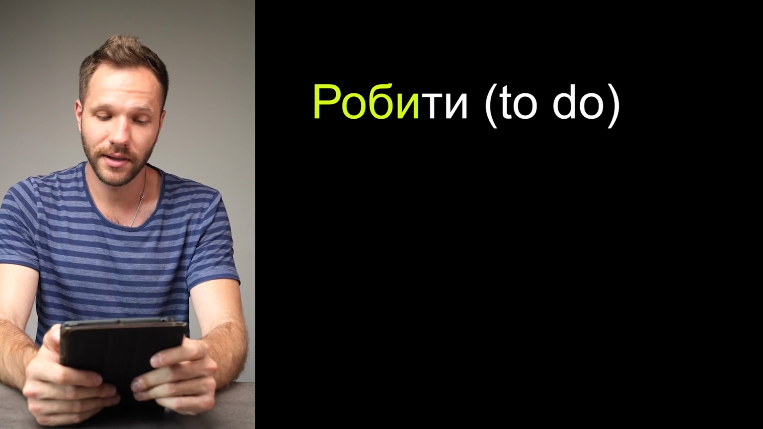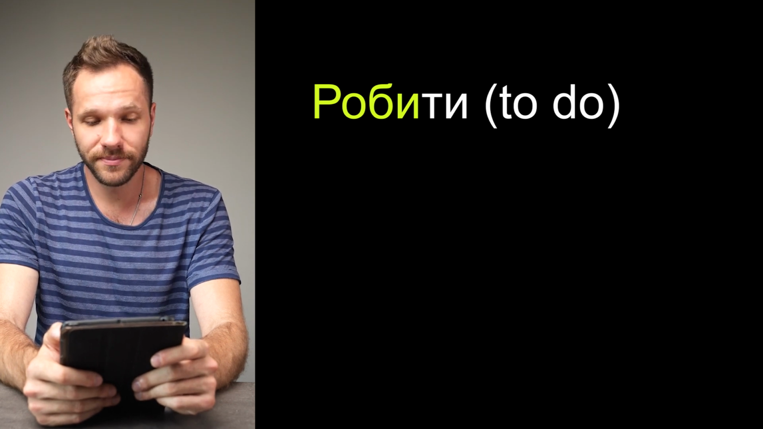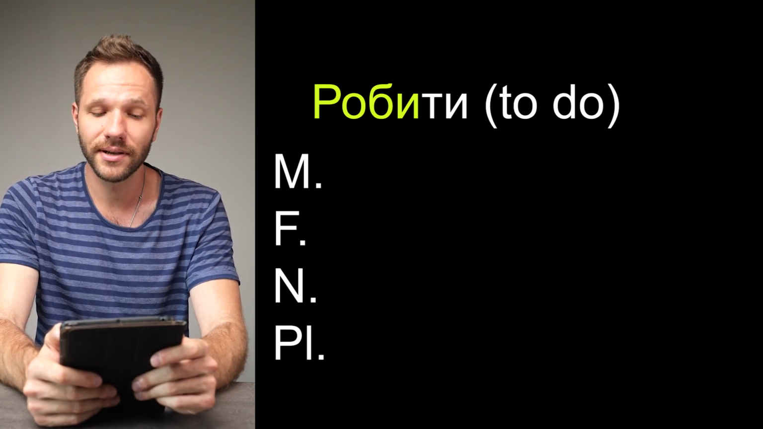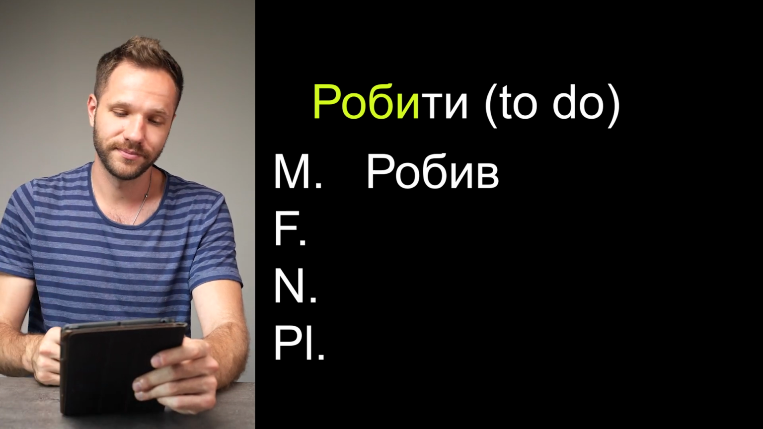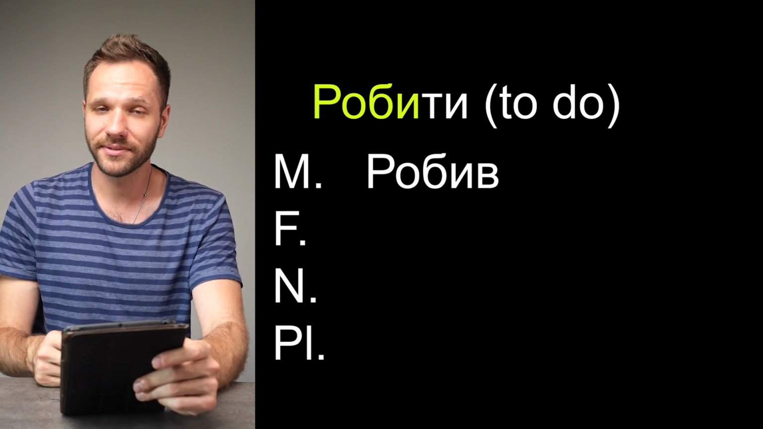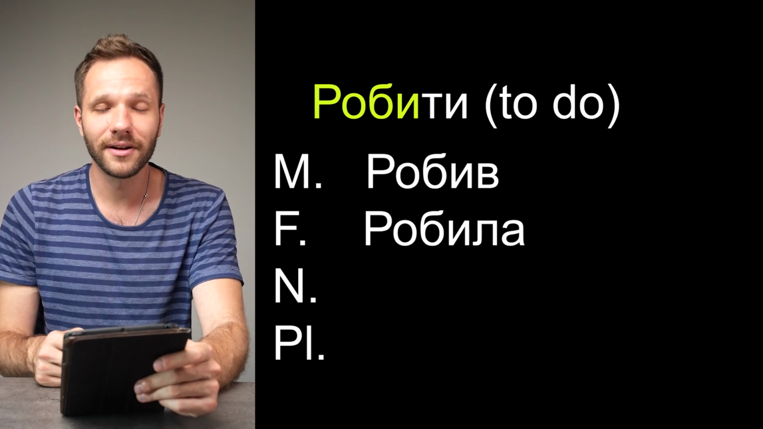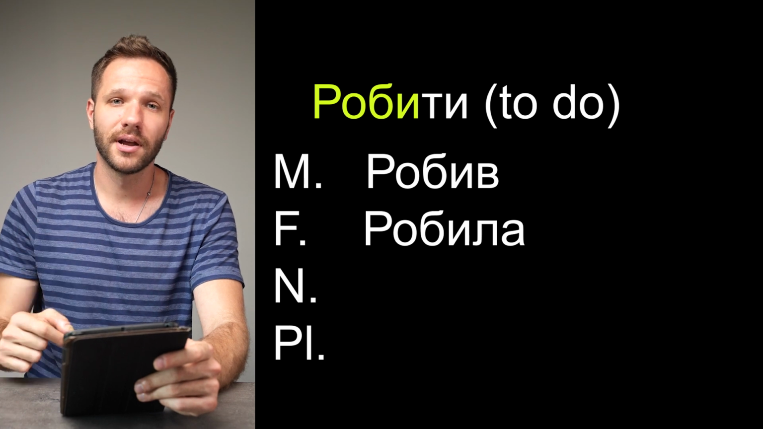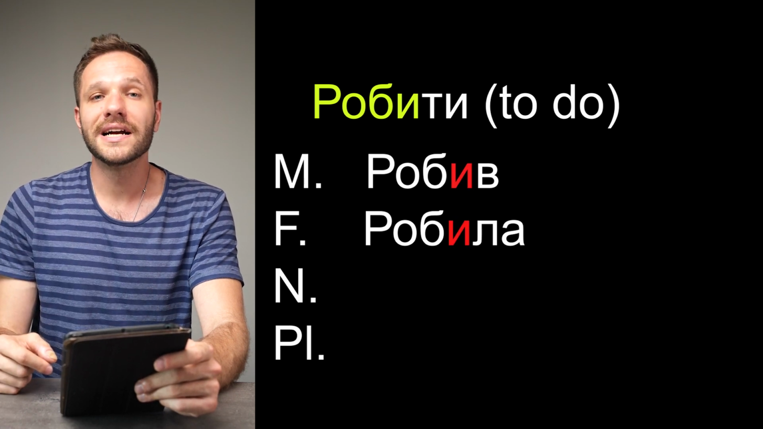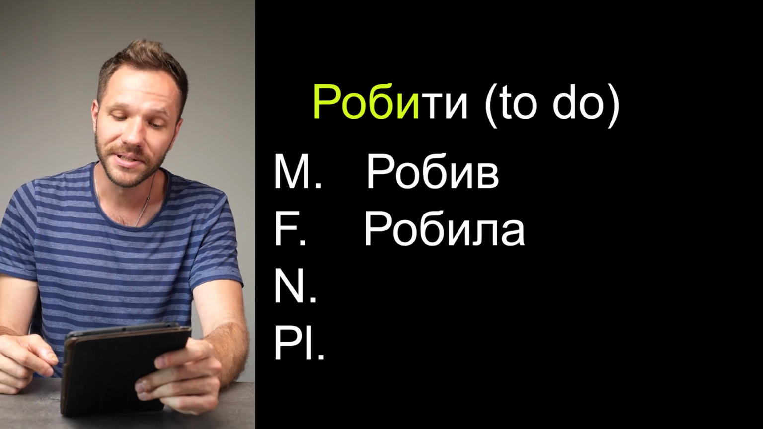To do. As we already know, the stem is роби. In masculine we will say робив. In feminine робила. The emphasis on the sound and on the letter и. Робила.